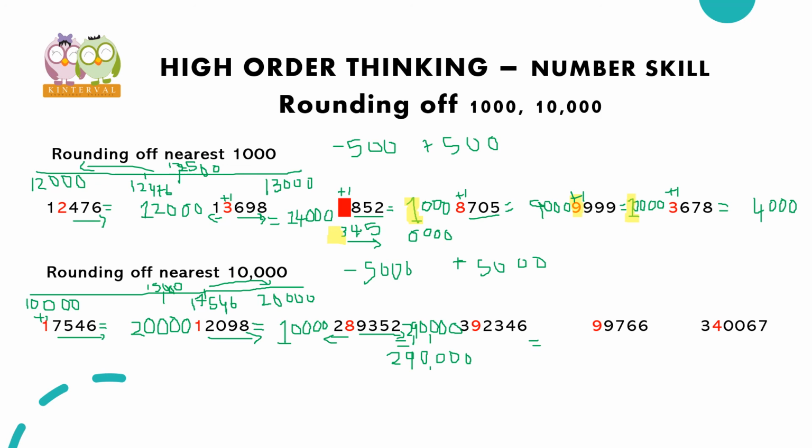Correct? So here it is 0 for 10, 100, 1000, 10,000. Since 2346 is less than 5000, we will not make any changes. 9 will stand as it is and 3 will not get affected. So this number will become 3,90,000, or 390 thousands in the international system.